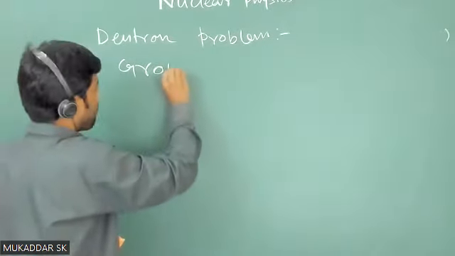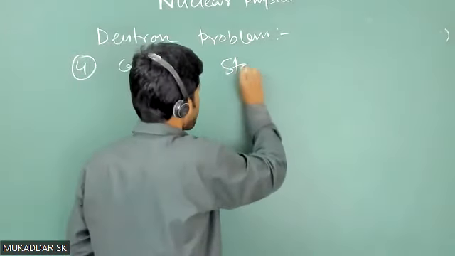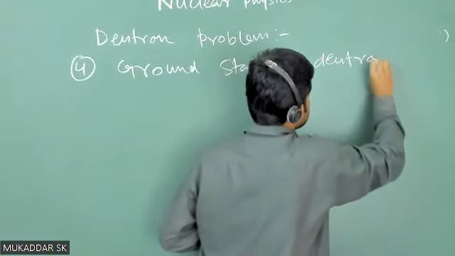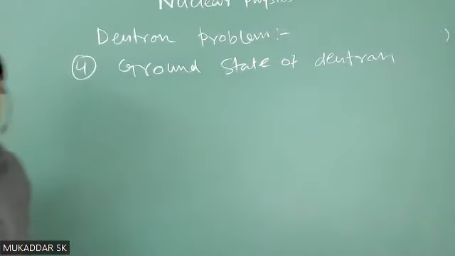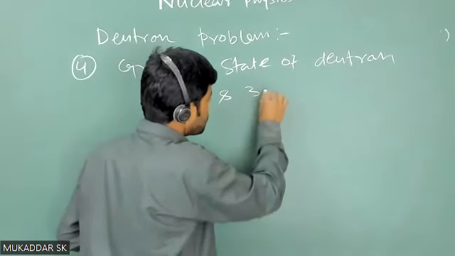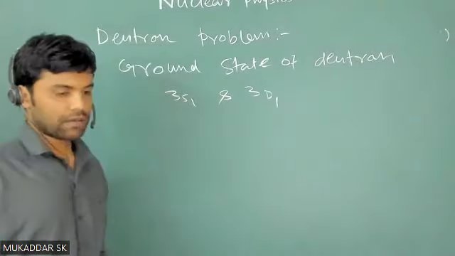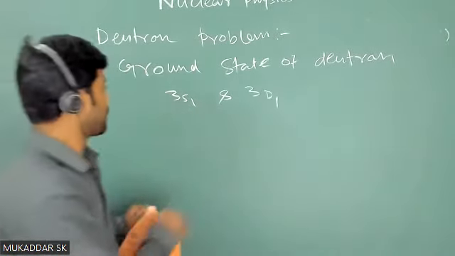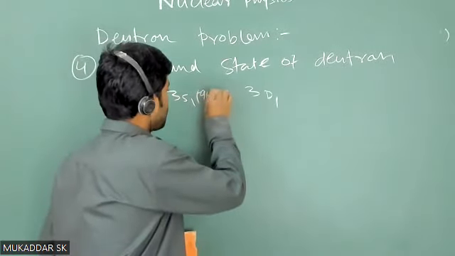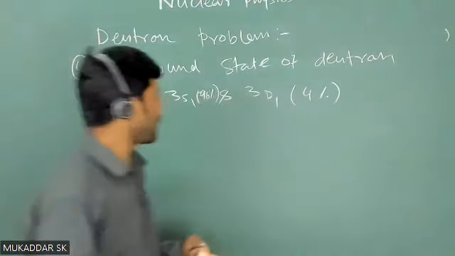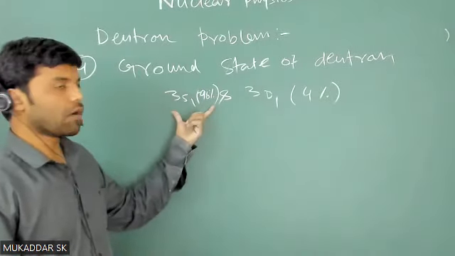Ground state of deuteron, and that is 3S1 and 3D1, है ना। Can anyone calculate, can prove that ground state of deuteron is 3S1 and 3D1? So first of all, it cannot be 100% 3S1. That it is 96% contribution of 3S1, and 3D1 is having only 4%. But what I'm saying that it cannot be 100% of 3S1.